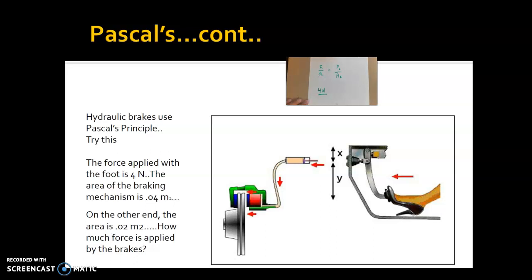All right, and the little container that holds the fluid is 0.04 meters squared. So that's my area. All right, on the other side, I have an area of 0.02 meters squared. So we just want to know how much force that would generate, and we'll do that math by cross multiplying 4 times 0.02. Okay, and then we'll divide it by 0.04.